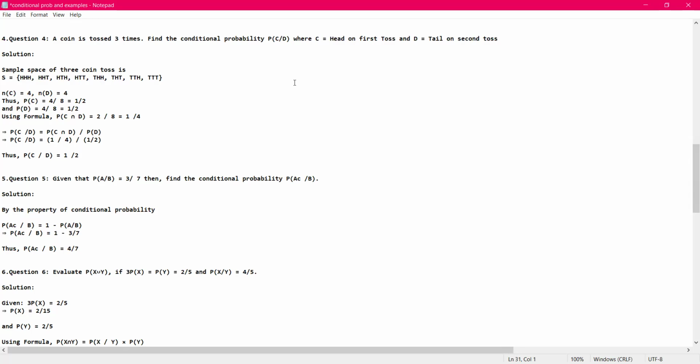So we know the value of P of C, P of D, and P of C intersection D. Now we will find the probability of C given D, which equals probability of C intersection D by P of D. What is the value of P of C intersection D? 1 by 4, by P of D, 1 by 2, equals 1 by 2. So that is the value of P of C given D. Next, we will calculate the fifth question.